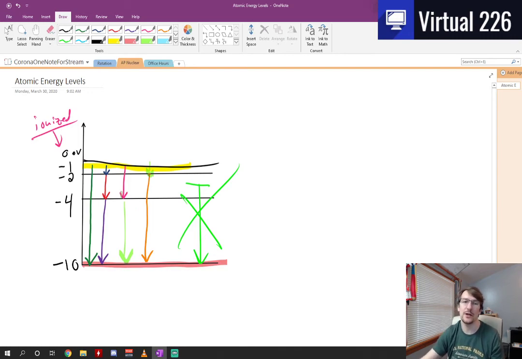So that's a quick little way to look at atomic energy levels. It's something that people struggle with as they're doing it. But really drawing this out and drawing all the lines in is the best way to go about doing that.